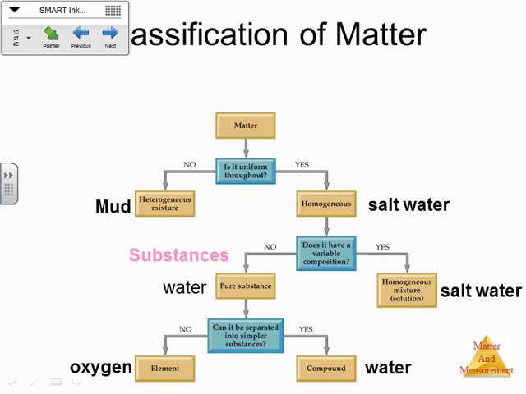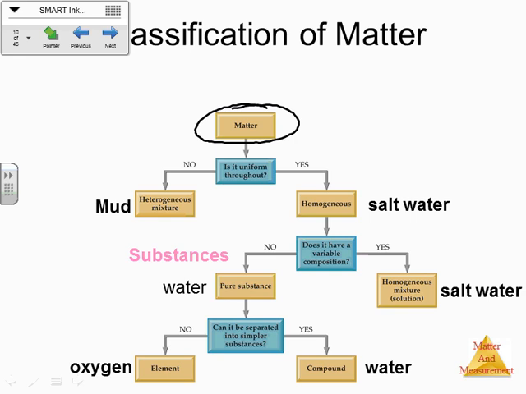All right, so classification of matter. This is all the different classifications that we have. Now, I think on your sheet here, there are some things that I want you to write in as far as examples. Okay, so you start with matter. That is the big overarching classification that we have. Anything that has mass and takes up space is matter. Okay. Is it uniform throughout is your first question. In other words, can you see the individual parts, or does it look like just one thing?